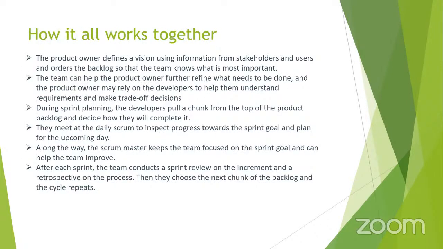So just to have a quick wrap up of how it all works together. First, the product owner defines the vision, talks to the stakeholders and users, gets the information on all the items, and orders the backlog. The team helps the product owner to further refine, like this is the task that needs to be done. Then the developers help him understand that this might take more time and this might take less time. At that time, you can say how many tasks can be done in the sprint backlog.